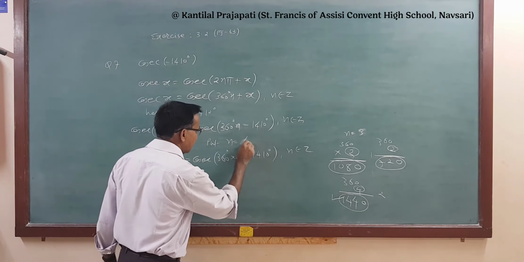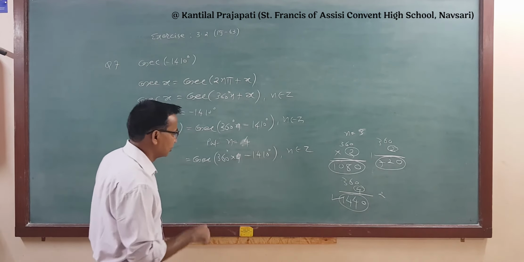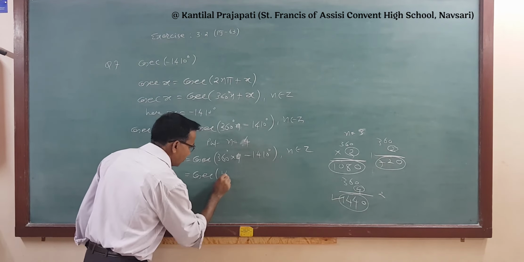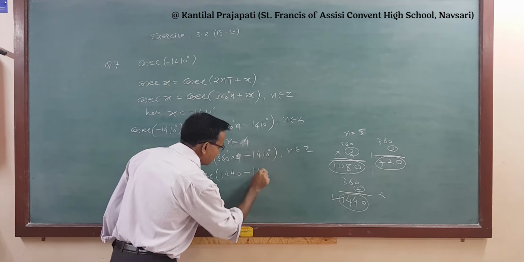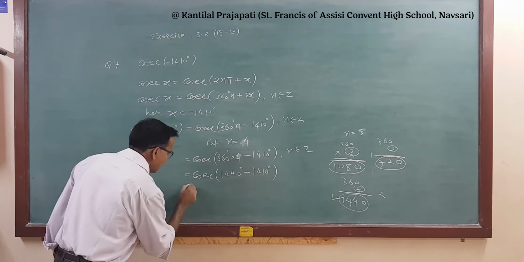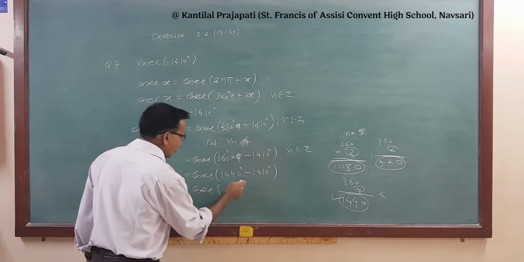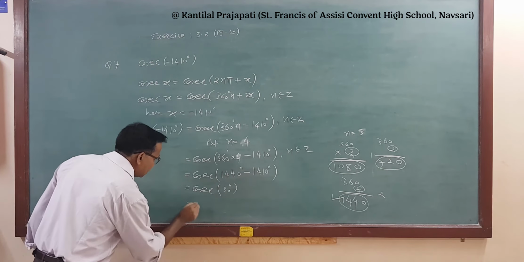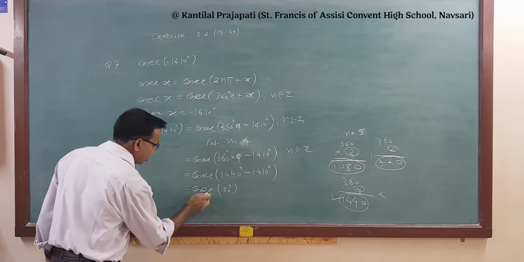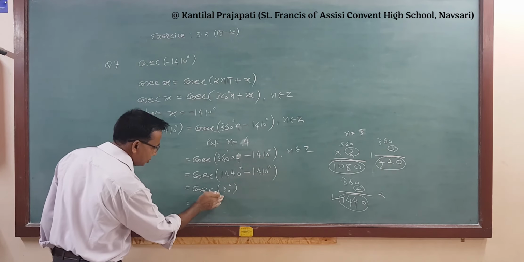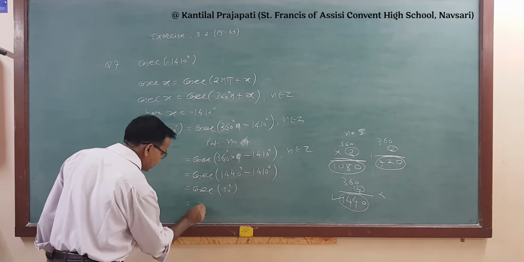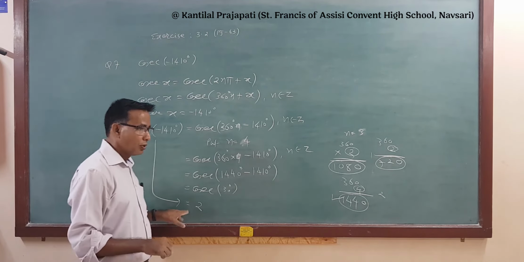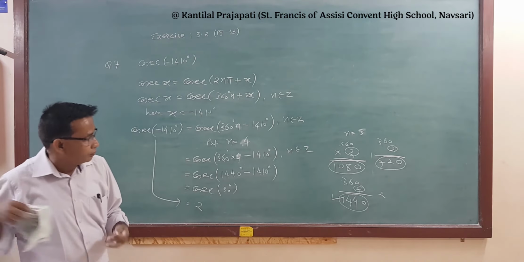So put n is equal to 4, and from this we get cosec of 360 into 4, that is 1440 minus 1410 degree. Therefore it is cosec of 1440 minus 1410, which is 30 degree. And cosec 30 degree is the reciprocal of sin 30. Sin pi by 6 is 1 upon 2, so cosec 30 is 2. The value of cosec of minus 1410 is 2. Next sum.